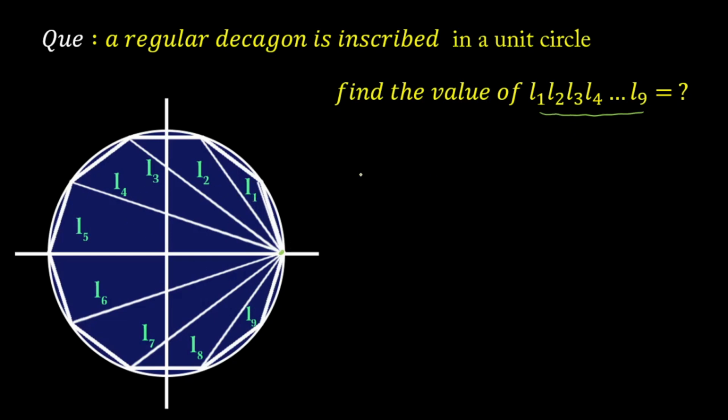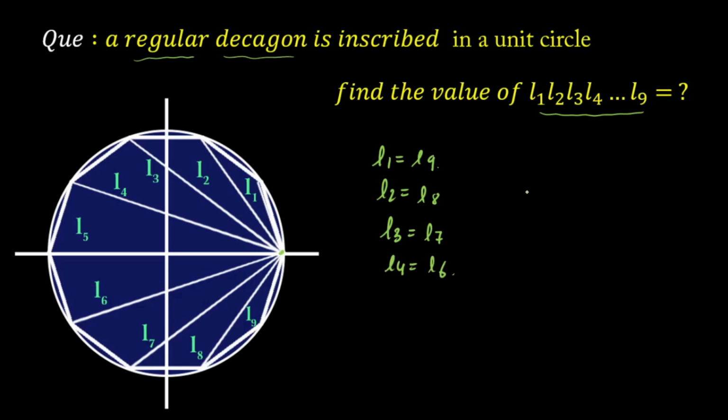So let's start. Because it's a regular decagon, we can see it's symmetrical from this point, and we can write L1 is equal to L9. This length will be equal. That is the first thing I got. Second thing, similarly I can write for the other lengths too because it's symmetrical. So L2 is equal to L8. Similarly L3 is equal to L7, and similarly L4 is equal to L6.